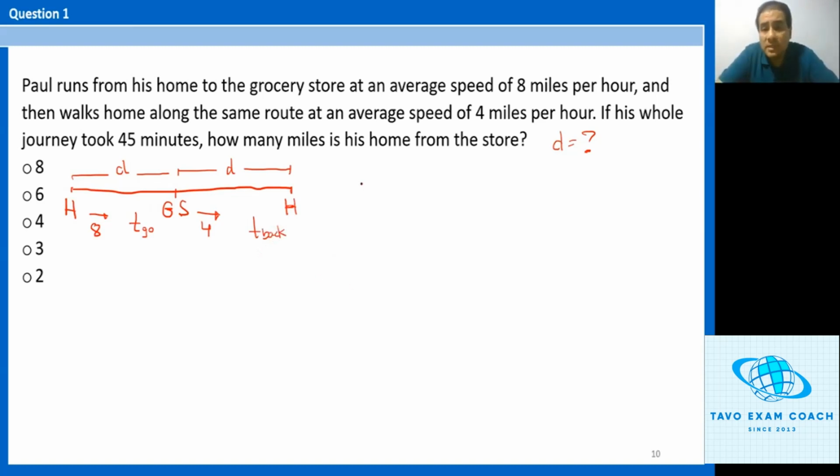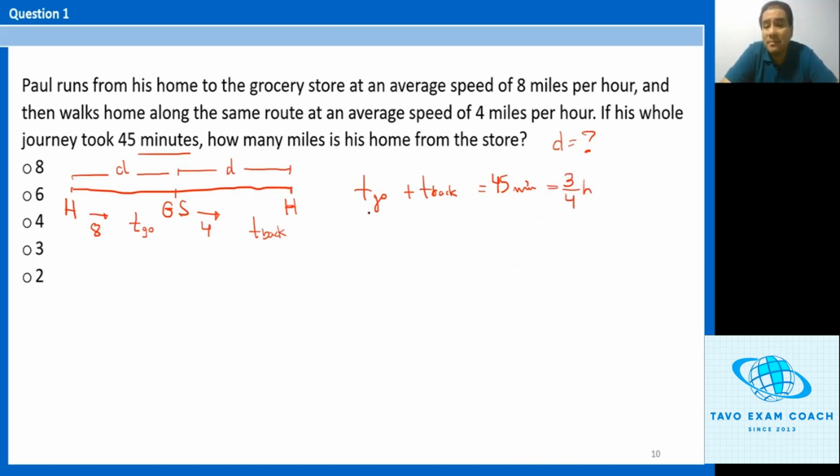What we are told is that the time for going to the grocery store and the time for going back home is in total 45 minutes. But in order to use this expression as the base of our calculation, let's keep track of the units here. We're talking about miles per hour and we're talking about minutes. So we either put the time in terms of hours or in terms of minutes. Let's say we use just hours. So this would be 3/4 of an hour.